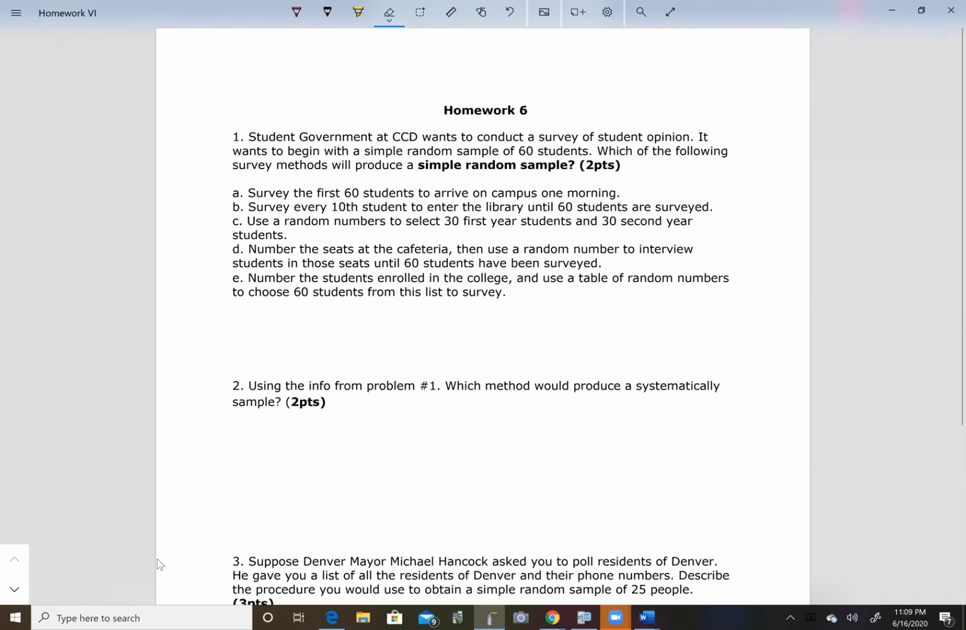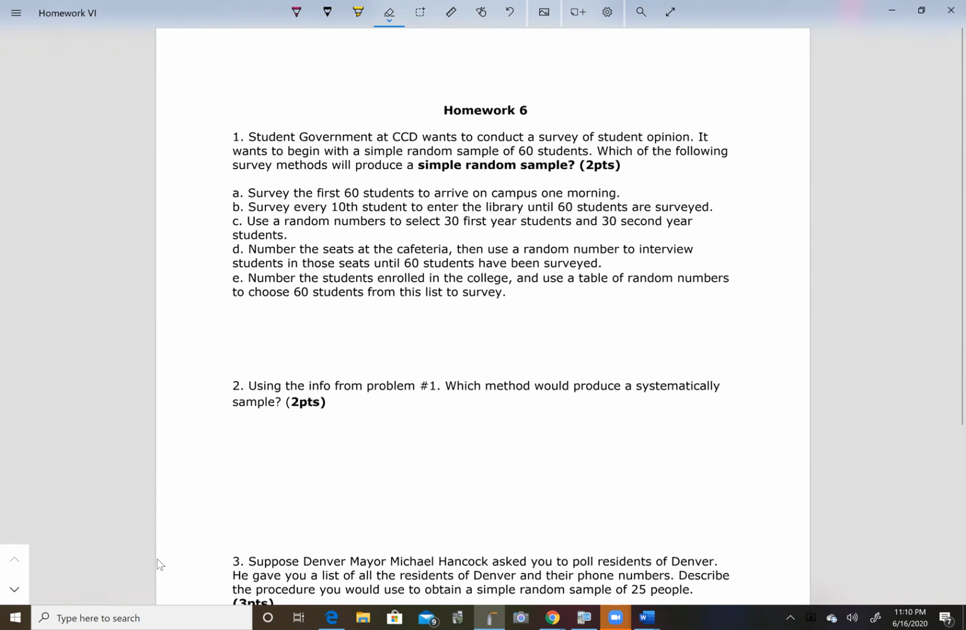That is systematic, every 10th student. C, use a random number generator, I'm sure it meant to say, to select 30 first-year students and 30 second-year students. That's not going to be a simple random sample because that one is only doing those two parts.